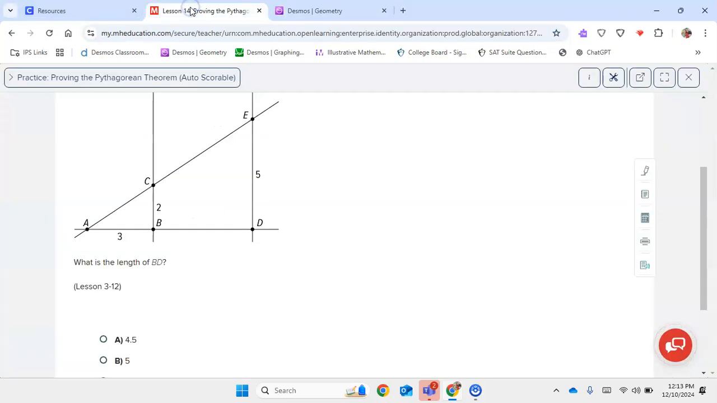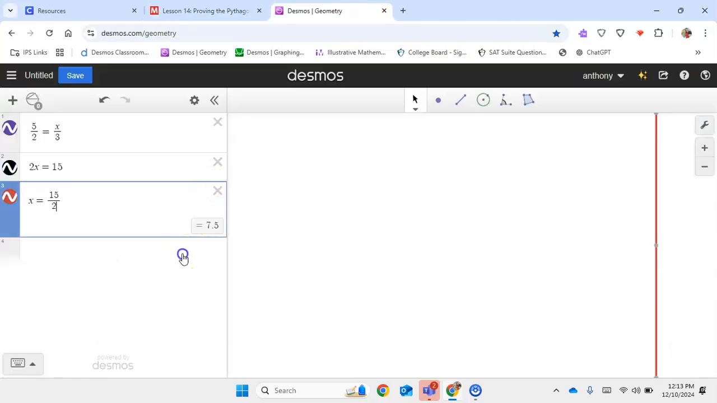7.5. That's not what they wanted. They didn't want to know what AD was. They want to know what BD is. So it'd be 7.5 minus 3. 7.5 minus 3 is 4.5.